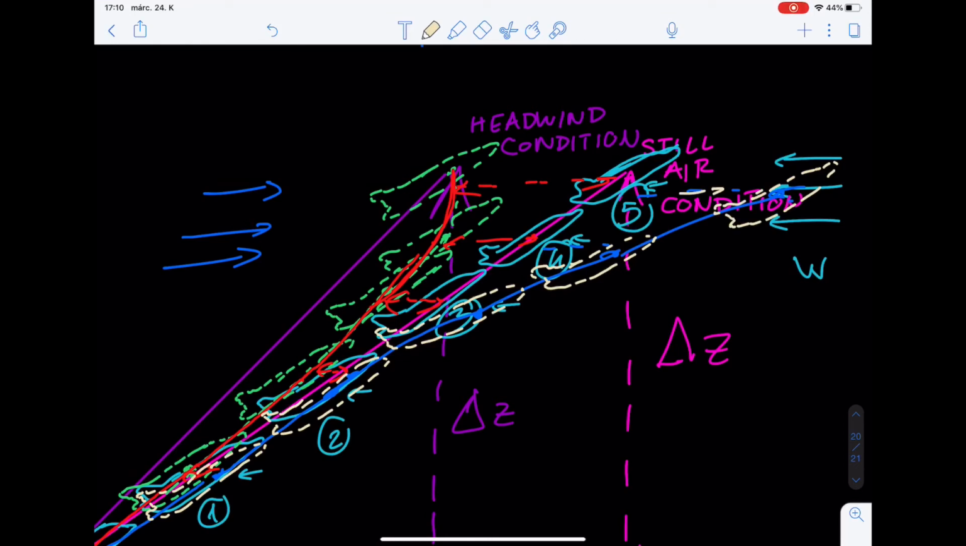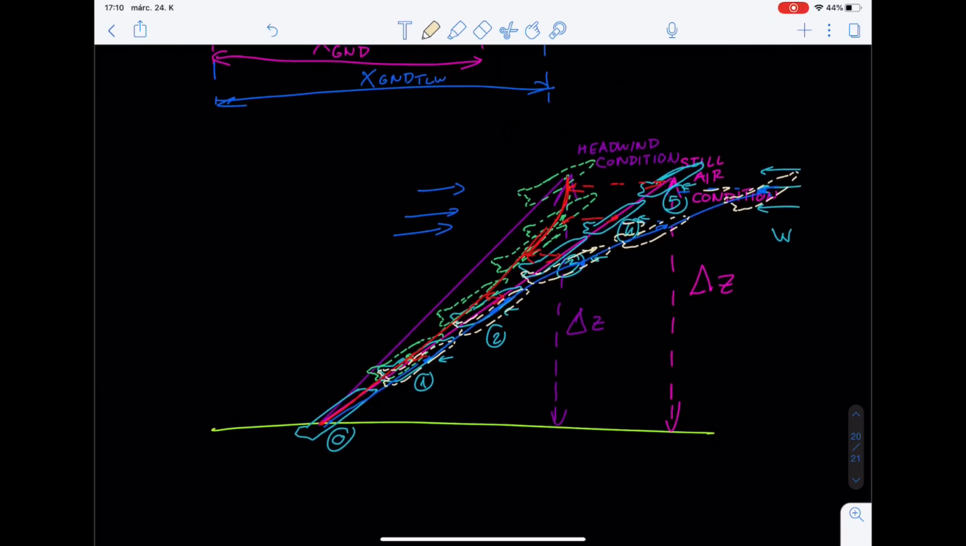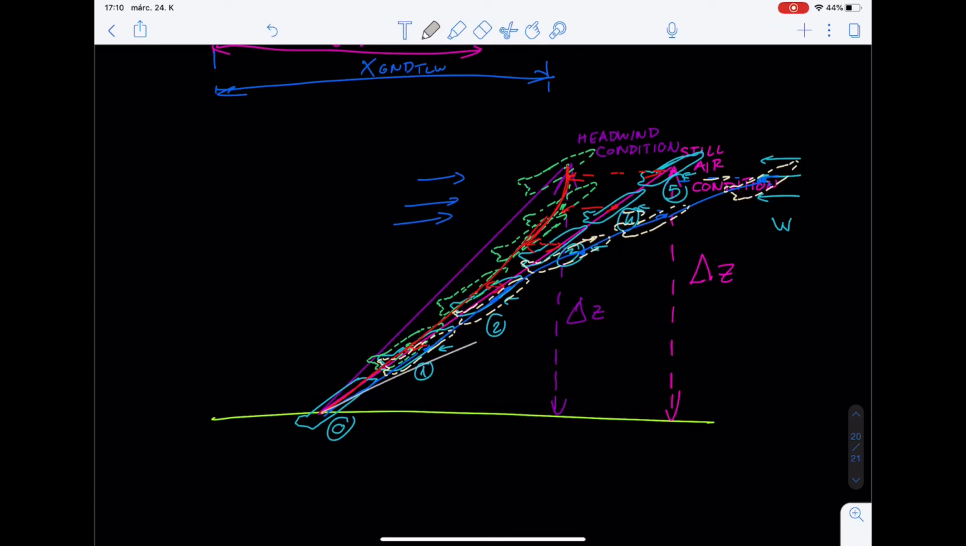So it blows you off in this direction in this case, and we could easily see that in this scenario what you have is basically a flight path which looks like this compared to the initial one, right?